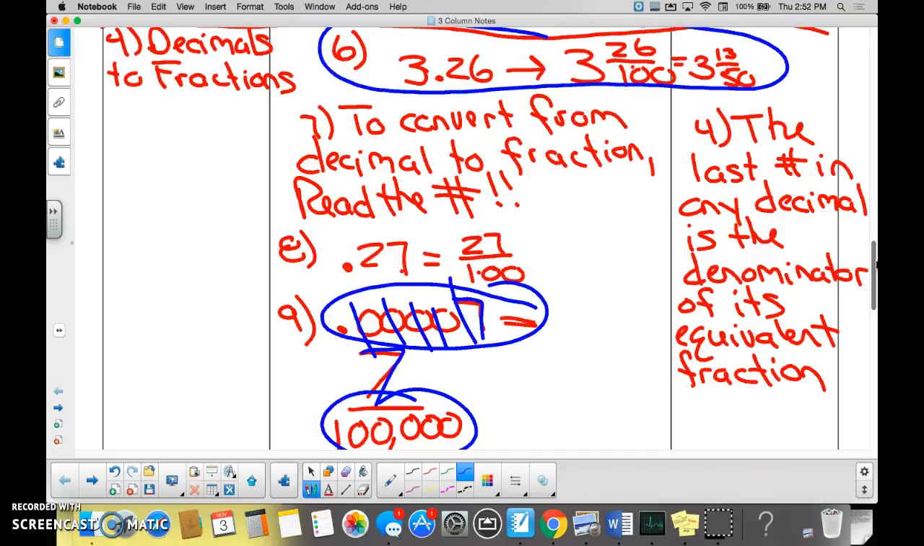If you get a problem like number 6, and it's 3 and 26 hundredths, should you reduce? Yes. 26 and 100 are both even numbers. You know that 2 goes into all even numbers, right? So at least start with 2. We reduce it down to 13/50ths. We're good to go. Questions?